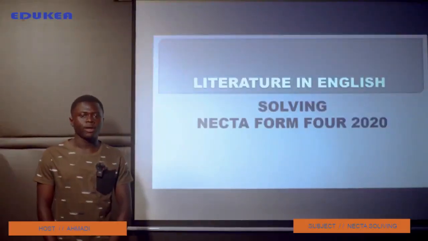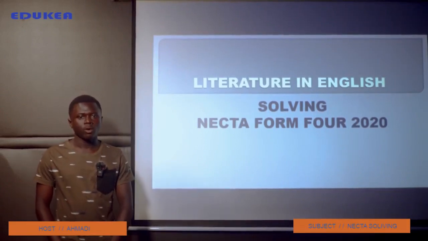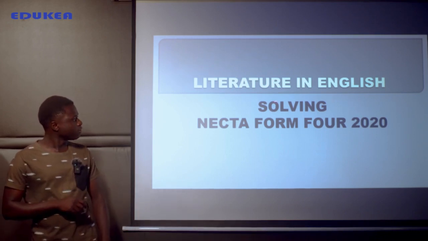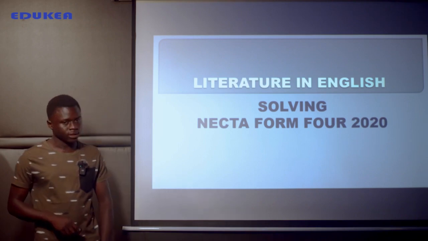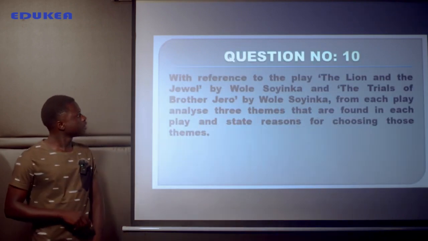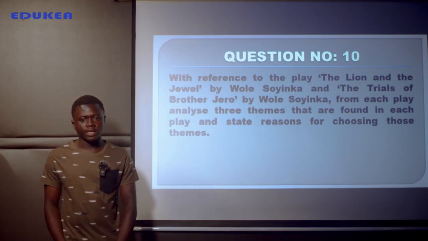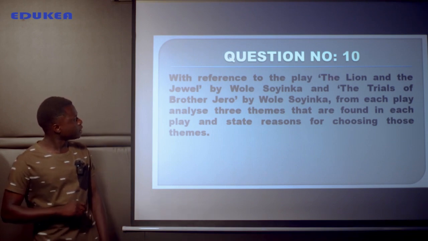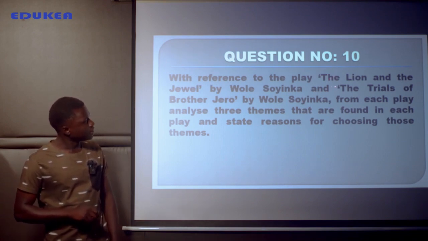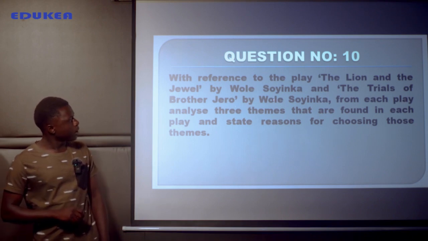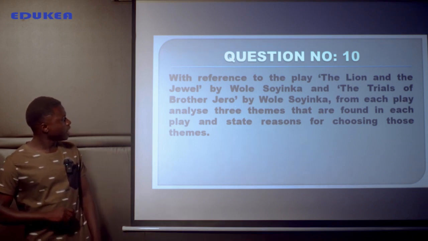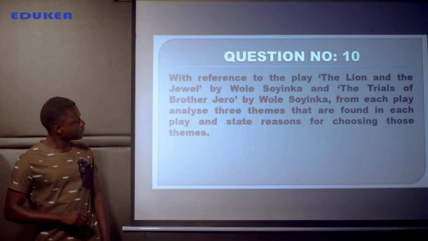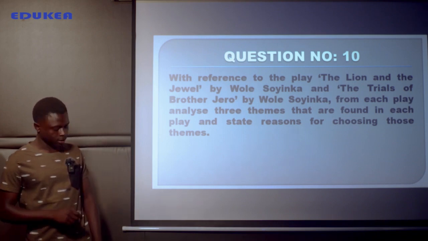I'm Ahmadi Ali Ahmadi from Educare Institute, and today we are going to discuss literature in English, solving NECTA Form 4 2020. Our question for today is question number 10, which reads: with reference to The Lion and the Jar by Wole Soyinka and The Trials of Brother Jero by Wole Soyinka, from each play, analyze 3 themes that are found in each play and state reasons for choosing those themes.